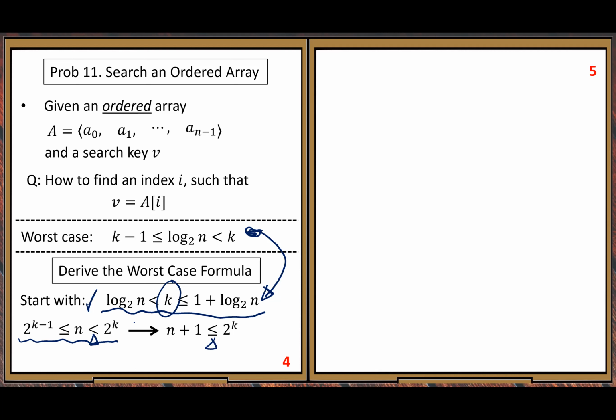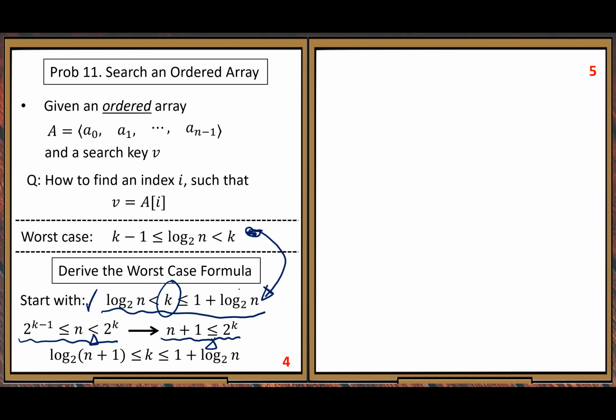Because 2 to the k is an integer, and n is another integer. 2 to the k is strictly greater than n. That means 2 to the k is greater than or equal to n plus 1, right? At least 1 more than n. In that way, we make this improved inequality: n plus 1 is less than or equal to 2 to the k.